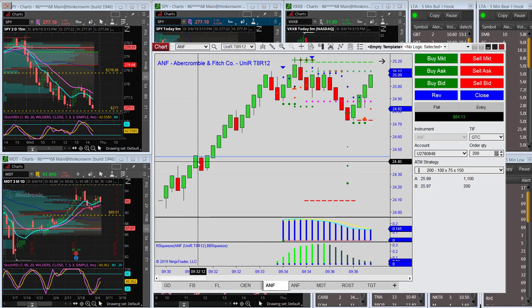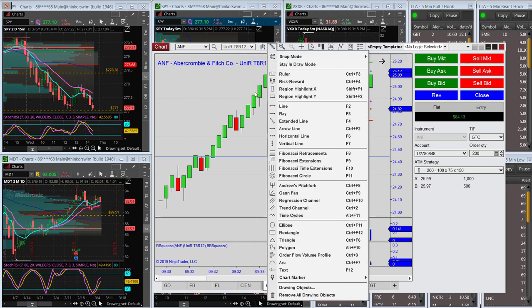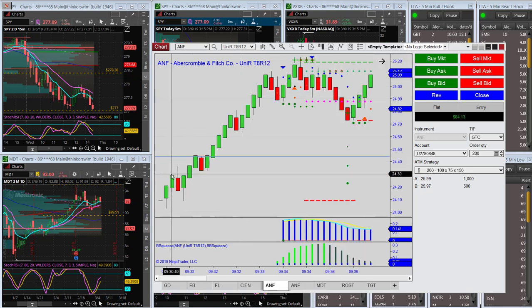Whoa, wait a minute. There's a continuation pattern. There's another continuation pattern. Amazing. These things work. Let's point them out. There's one. There's two. There's three. That was a no-no. It didn't work, because of the third candle.